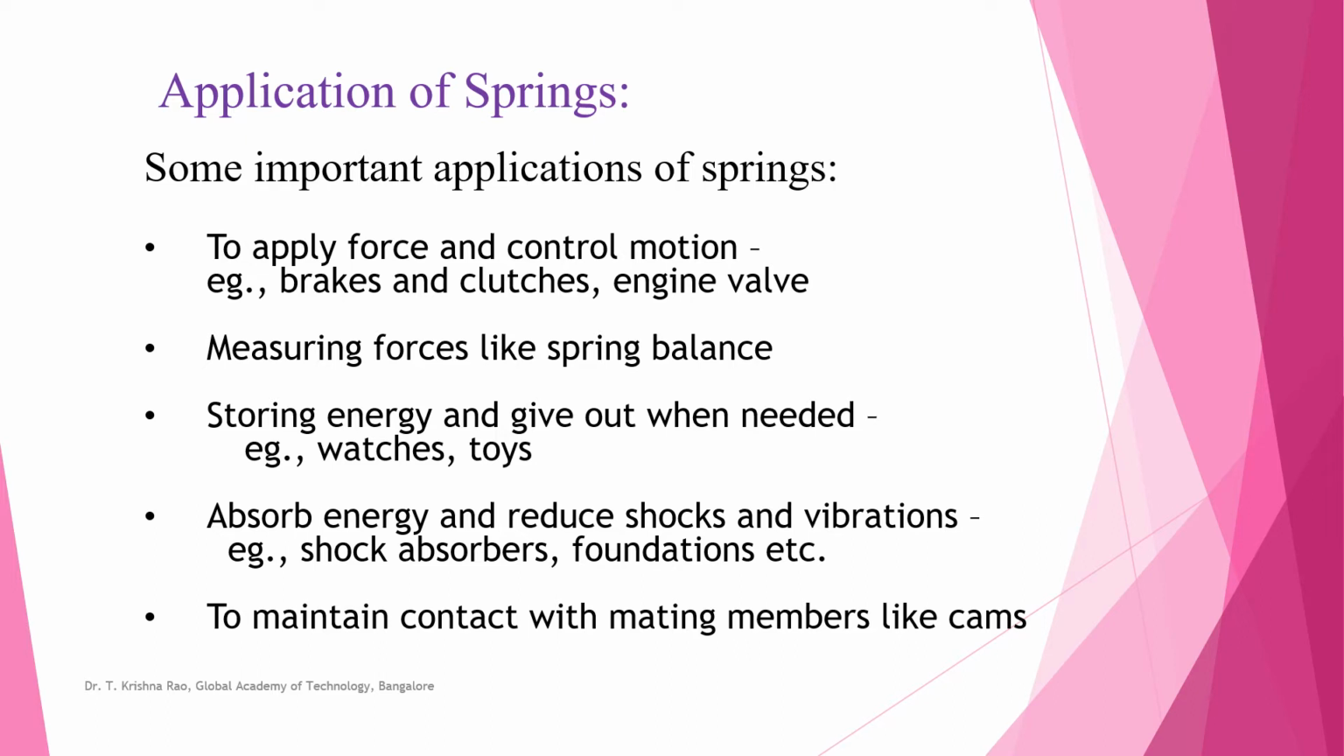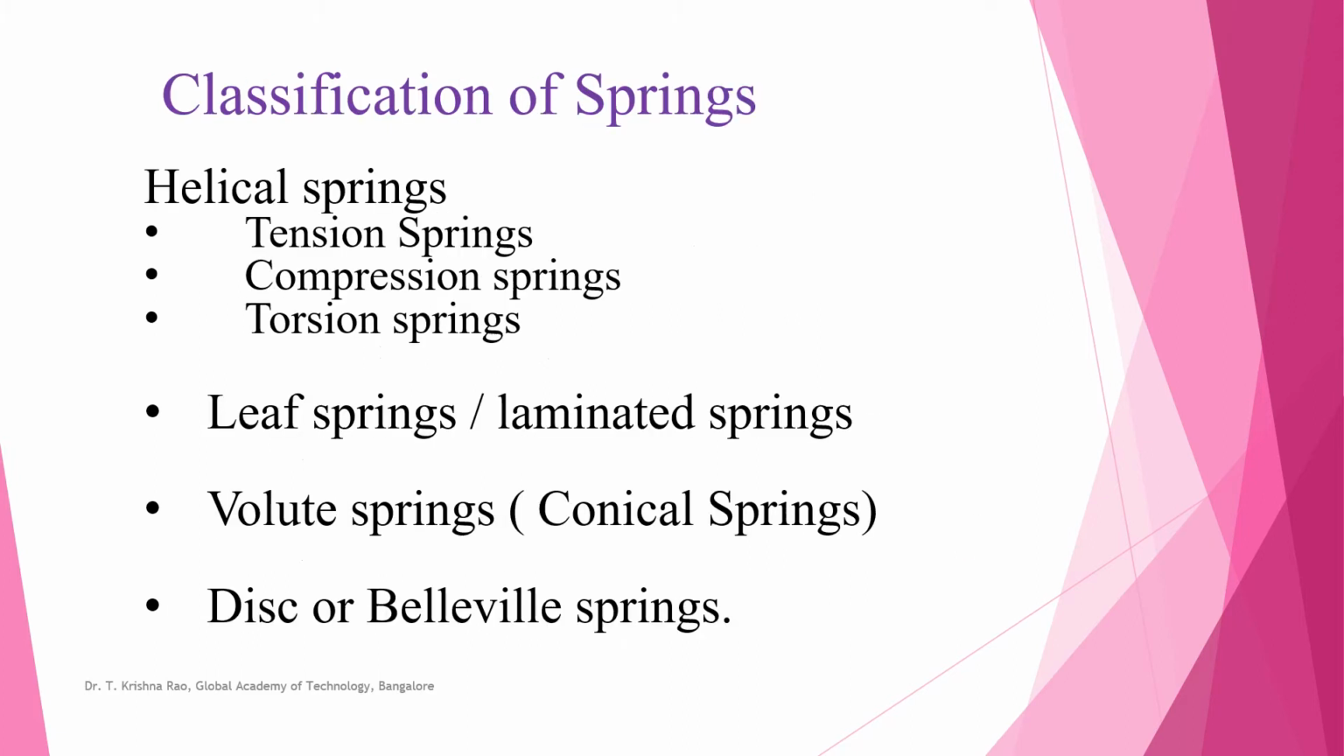To maintain contact with mating members like a cam and follower, which should always touch each other, the spring is compressed and kept there so that the follower will always be in contact with the cam. Now the classification of types of springs. Helical springs are very commonly used ones. They are classified into three types: tension springs, compression springs, and torsion springs.